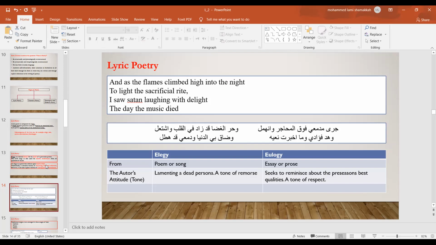The second thing, the tone is sad. It takes the tone of remorse. Mainly the speaker or the poet, while writing an elegy, is lamenting the death of a person. While in eulogy, the tone is different, it is praising. When you write an essay or a book about someone or something, in eulogy, you tend to praise and highlight the bravery or good deeds of a dead person.